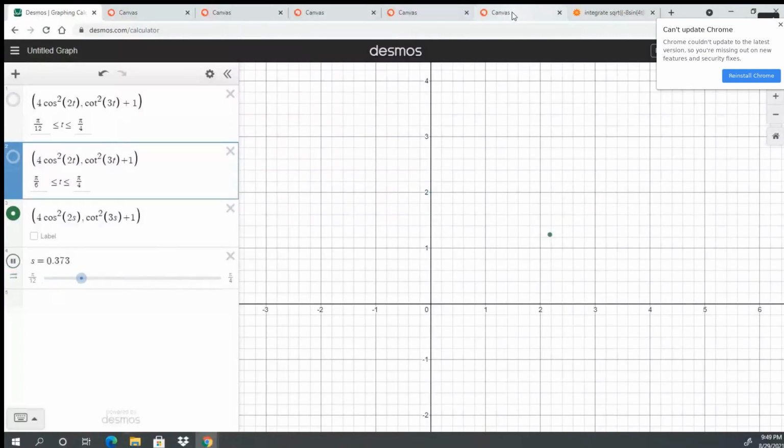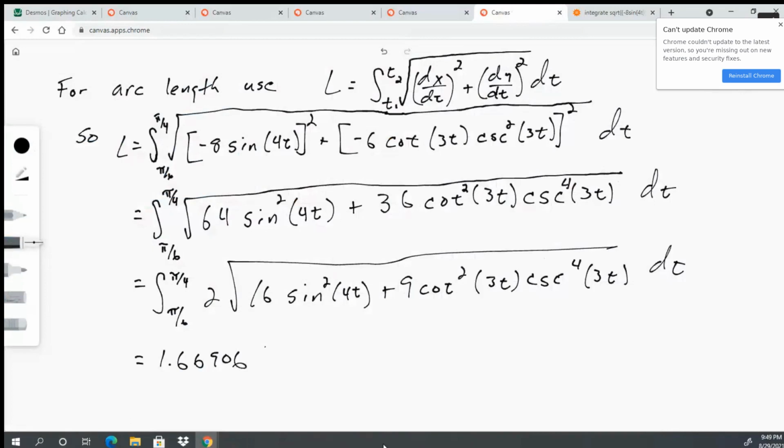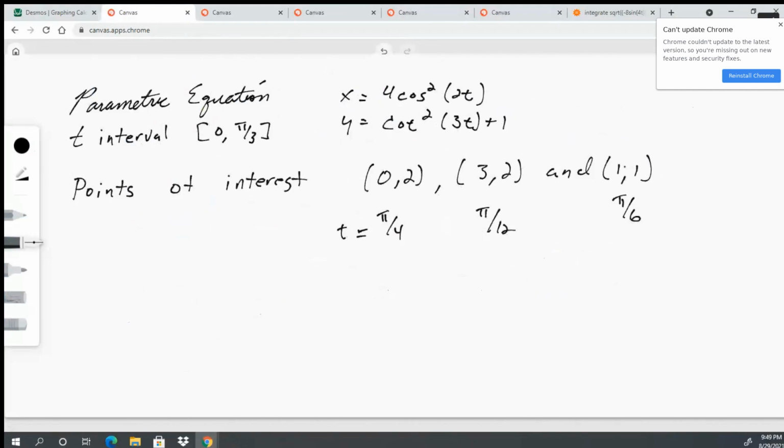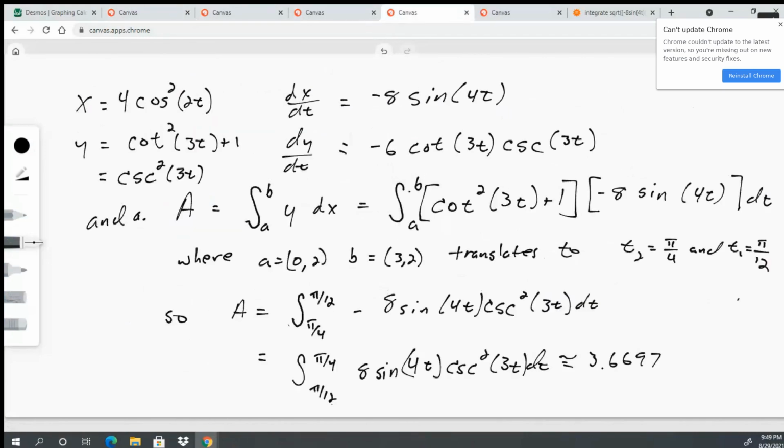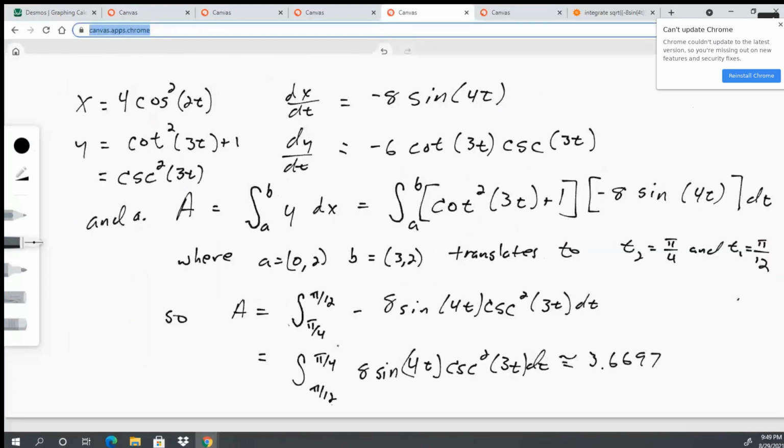Now these equations, when you solve this, again, the problem only asks to set up the simplified integral, but when you solve it, it comes out to 1.66906. Remember, when you're dealing with parametric equations, you have to keep your limits of integration in check because you could be moving from right to left or left to right, okay? Pi over 6 corresponds to the point (1, 1), and pi over 4 corresponds to the point (0, 2) for the arc length. And for the area, we have pi over 4 and pi over 12.